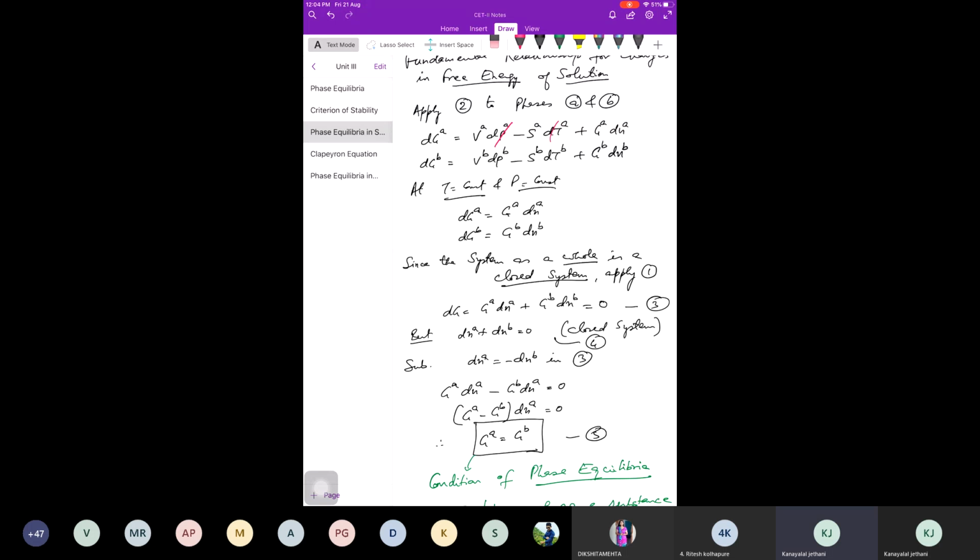Okay, but since the system is closed, if suppose 1 mole of liquid vaporizes, it is -1 for the liquid phase, but the same mole will go to the vapor phase, so it is +1 for the vapor phase. So dNA plus dNB is equal to 0 because the system is closed, nothing is going out of the system. So total mole change for phase A plus total mole change for phase B is equal to 0. Right? That means dNA is equal to minus dNB.